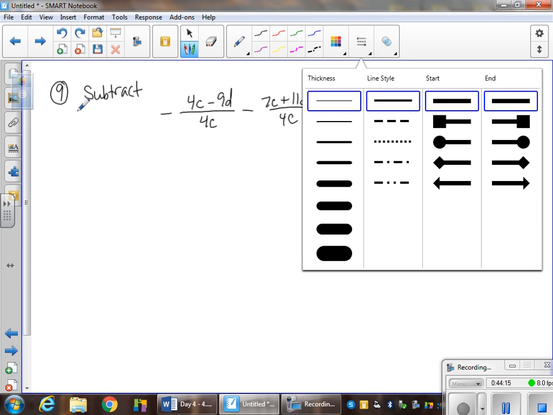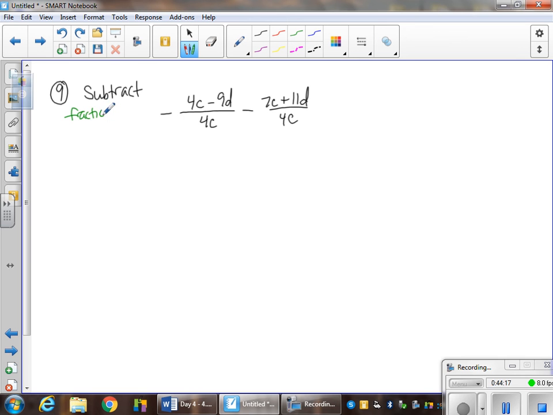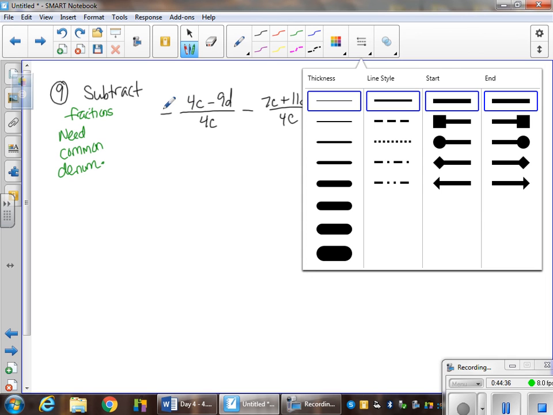So when subtracting fractions, we need common denominators, which we have. Look at that, 4c and 4c. So that has been done for us. Now, let's talk about these negatives. This negative really applies only to the numerator. It does not apply to the numerator and the denominator. This is actually something you already know.